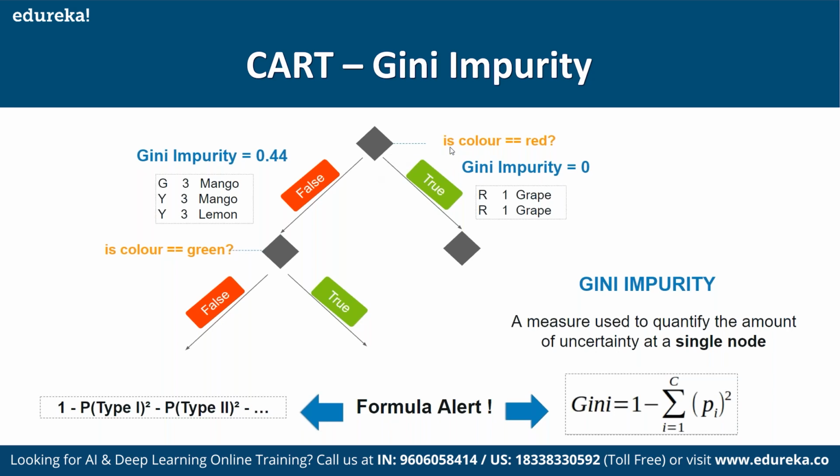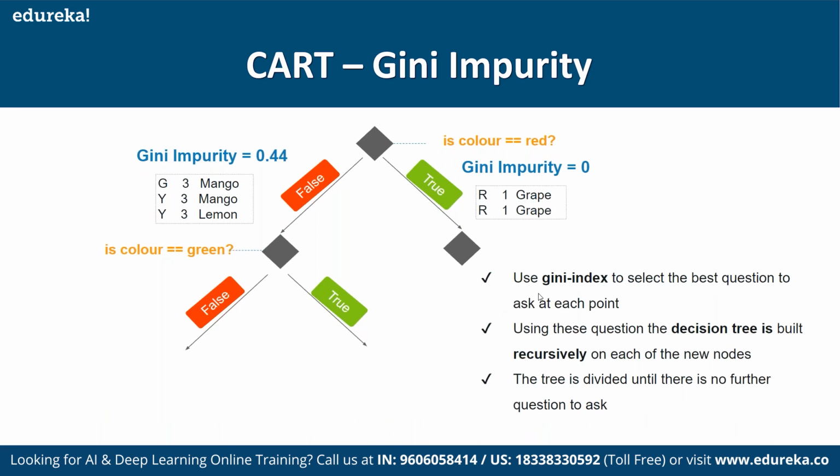I don't think you got that part, but that is sort of an advanced thing. You need to understand only what Gini impurity is. So why is the Gini impurity or Gini index used? To select the best question to ask at each point, or the best feature to select at each point, and which value of the feature to select. Using these questions, the decision tree is built recursively on each of the new nodes.